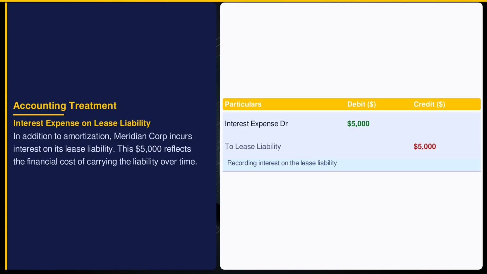Interest expense on the lease liability represents the cost of financing the asset's use. For Meridian Corporation, this $5,000 monthly charge affects the income statement, highlighting the ongoing financial commitment tied to the lease. It's a critical element of lease accounting under ASC 350.